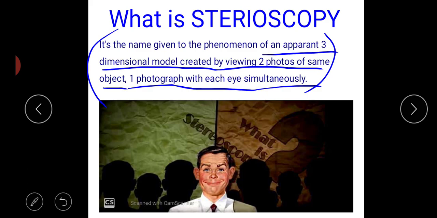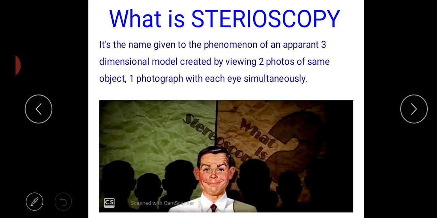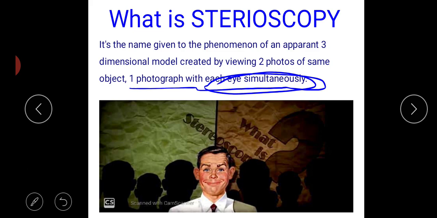Stereoscopy is the phenomena of an apparent three-dimensional model created by viewing two photos. Two photos is nothing but the same object but with two different eyesights, that is one to your left and one to your right. When you all merge together, a three-dimensional picture is created. One photograph of each, wherein one with each eye simultaneously. So this phenomena is called as stereoscope.